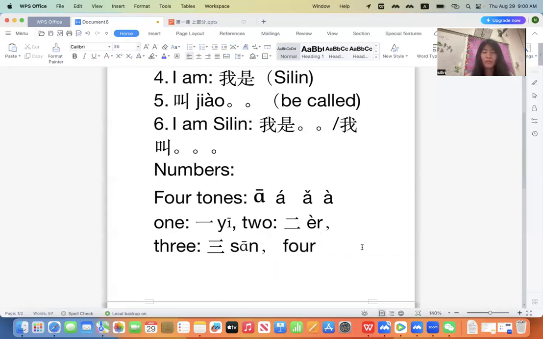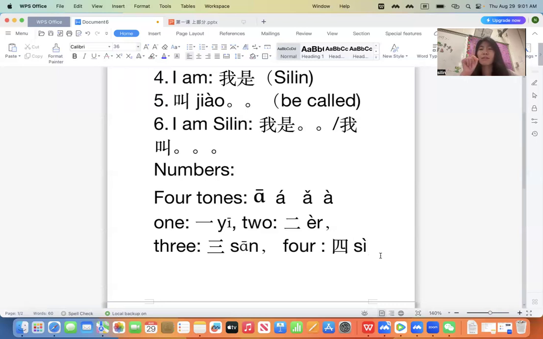What do you think? How to say 4? If you already learned before, you may know this. Is it si? Which tone, the first, second, third, or the last one? Yes, the last one, si. You need to emphasize si. So in Chinese we say si, and I we say yi. This is the gesture for 4.